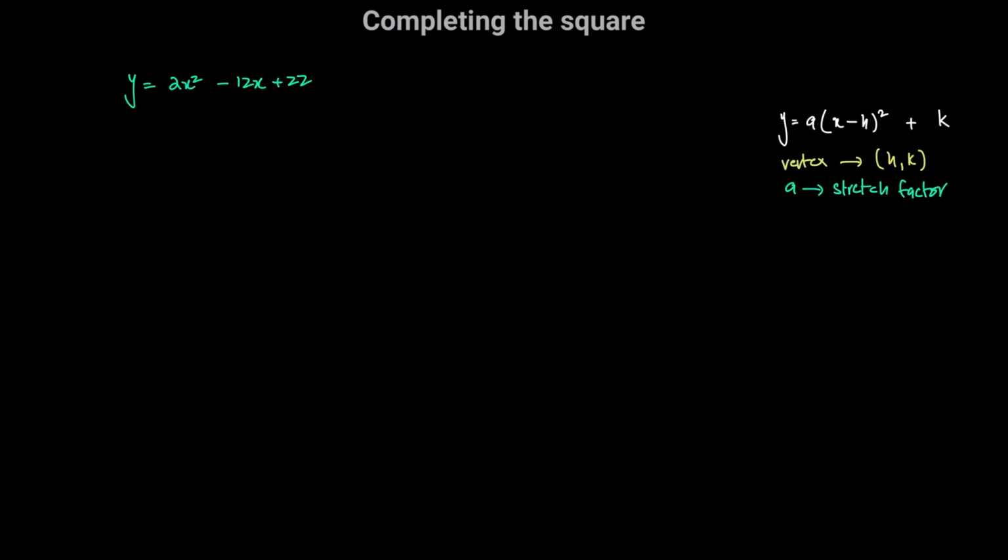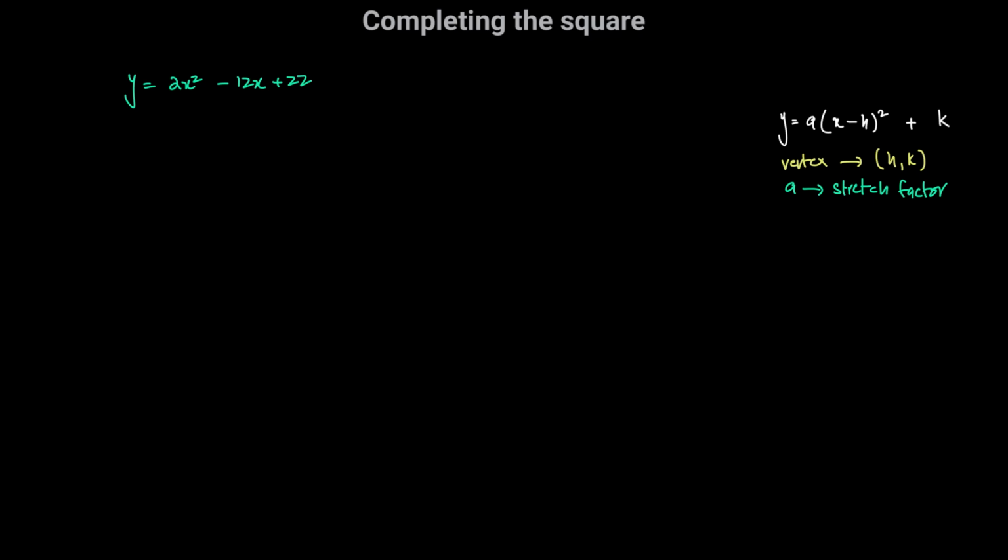Now we know that the completed square form for a quadratic expression can be written in the form y is equal to a times (x minus h) the whole thing squared plus k, where h comma k are the coordinates of the vertex of the parabola and a is the stretch factor. So our objective here is to write this in this completed square form. In other words, for this particular quadratic expression, I want to find the values of a, h, and k. If I'm able to do that, I can write this quadratic expression in the completed square form.